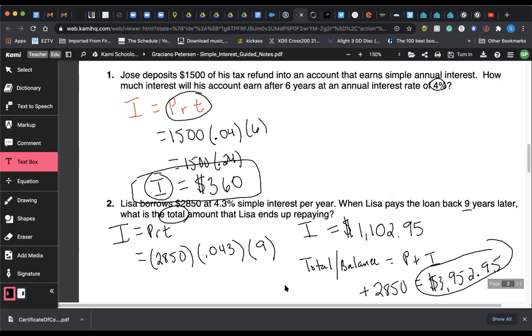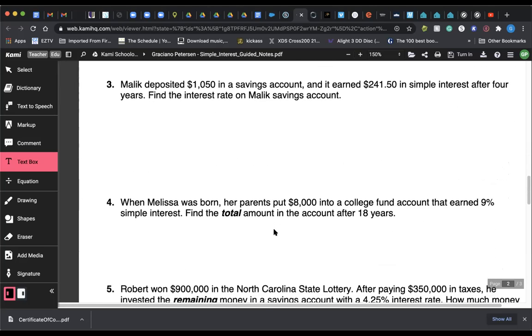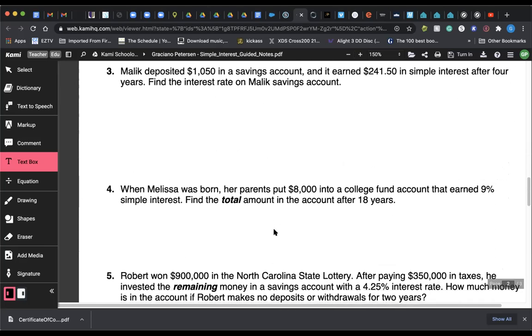Okay, let's keep going. We're going to move on to number 3. All right, so Malik deposited $1,050 in a savings account, and it earned $241.50 in simple interest after 4 years. Find the interest rate on Malik's savings account.